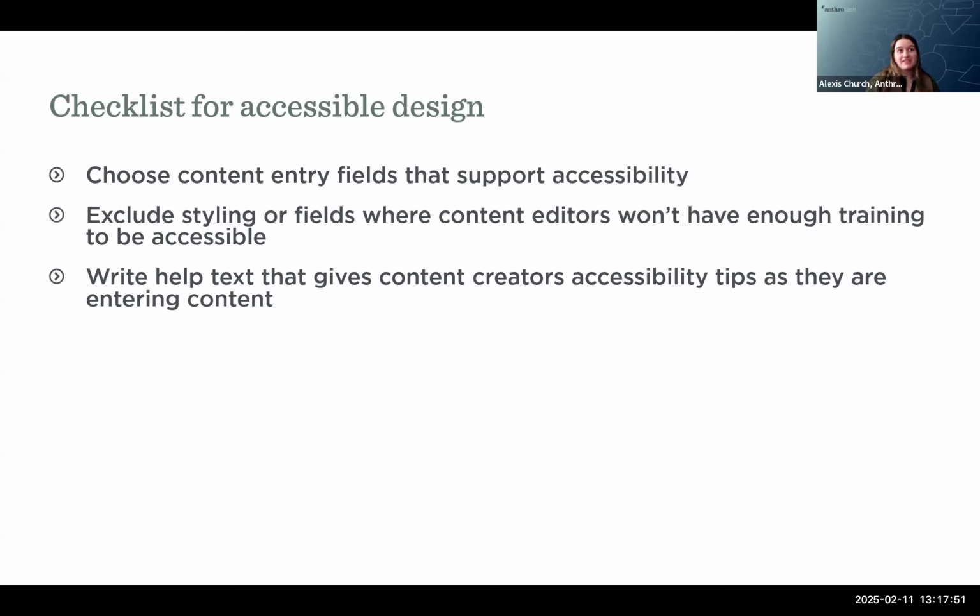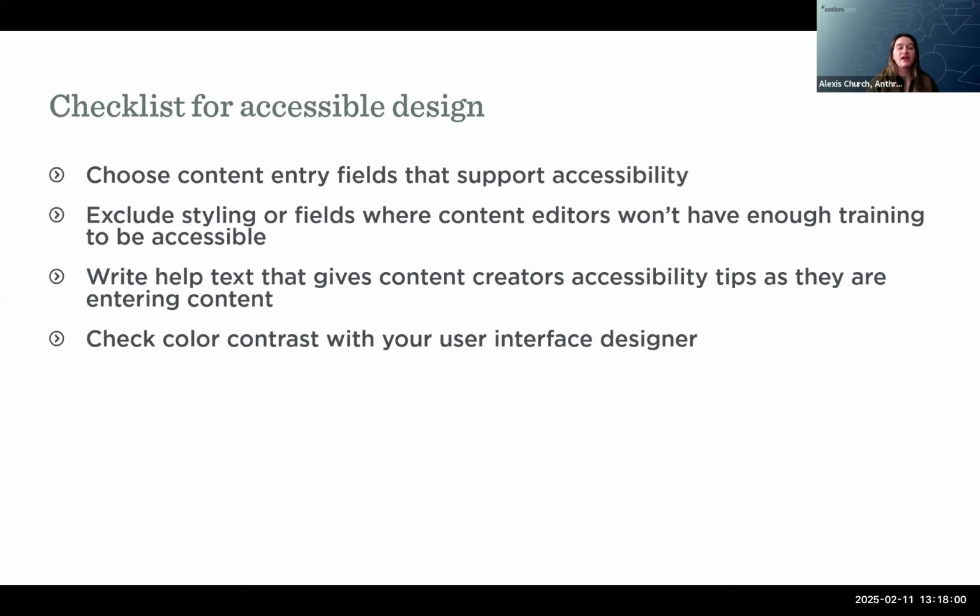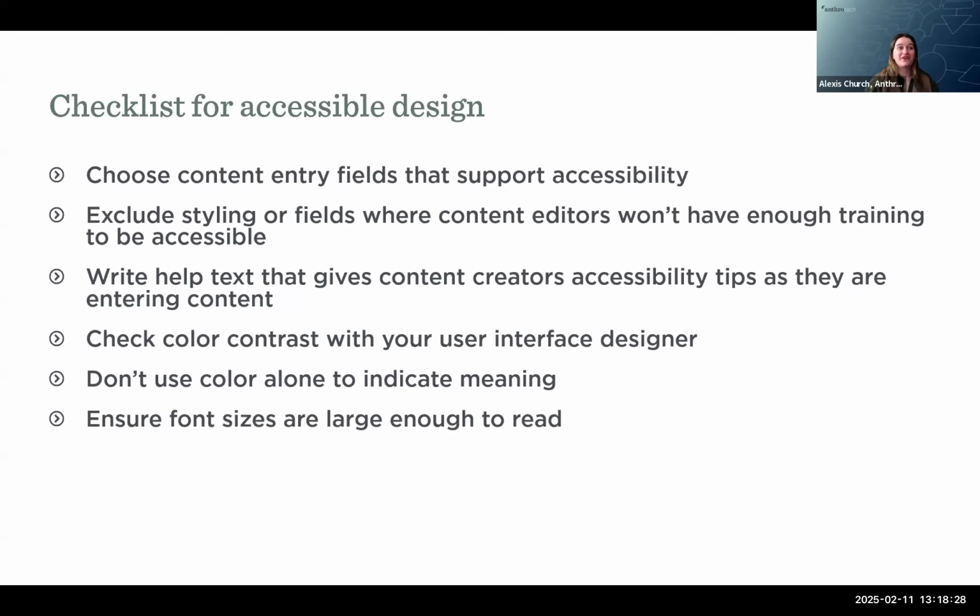We can also write help text that gives content creators accessibility tips as they're entering content. We saw some examples of that already. We can check color contrast with our user interface designer. So color plays a big role in accessibility, and contrast is the background and foreground, how different those colors are. We want to make sure they meet a certain ratio, and you can work with your user interface designer to check those things. We can make sure as content strategists, we're not using color alone to indicate meaning. We can also make sure our font sizes are large enough to read.